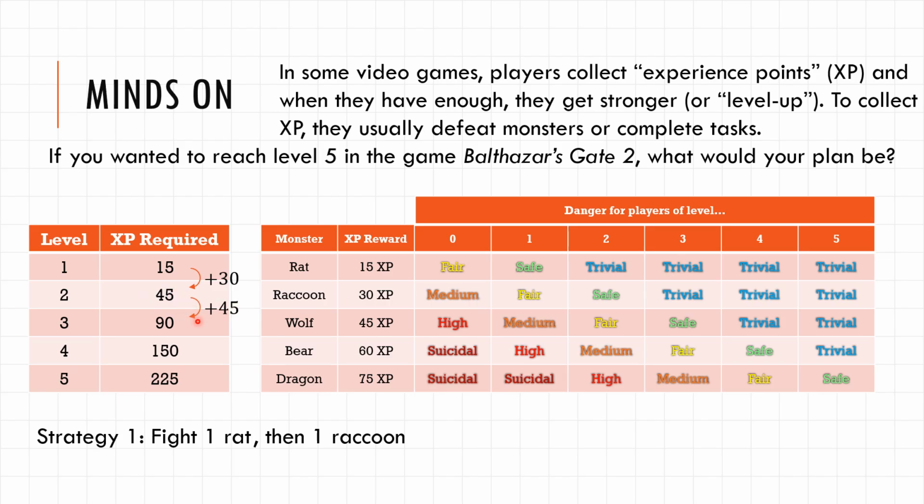To get to level 3, I need 45 experience. Oh, I could fight a wolf. That'll give me 45, and that's a fair fight, so I'll fight a wolf. And then you could say, okay, now I'm at level 3. To get to level 4, I need 60. That's a bear, right? Then you can fight a bear, and that'll get you to level 4. And then recognize that from level 4 to 5, you need another 75.